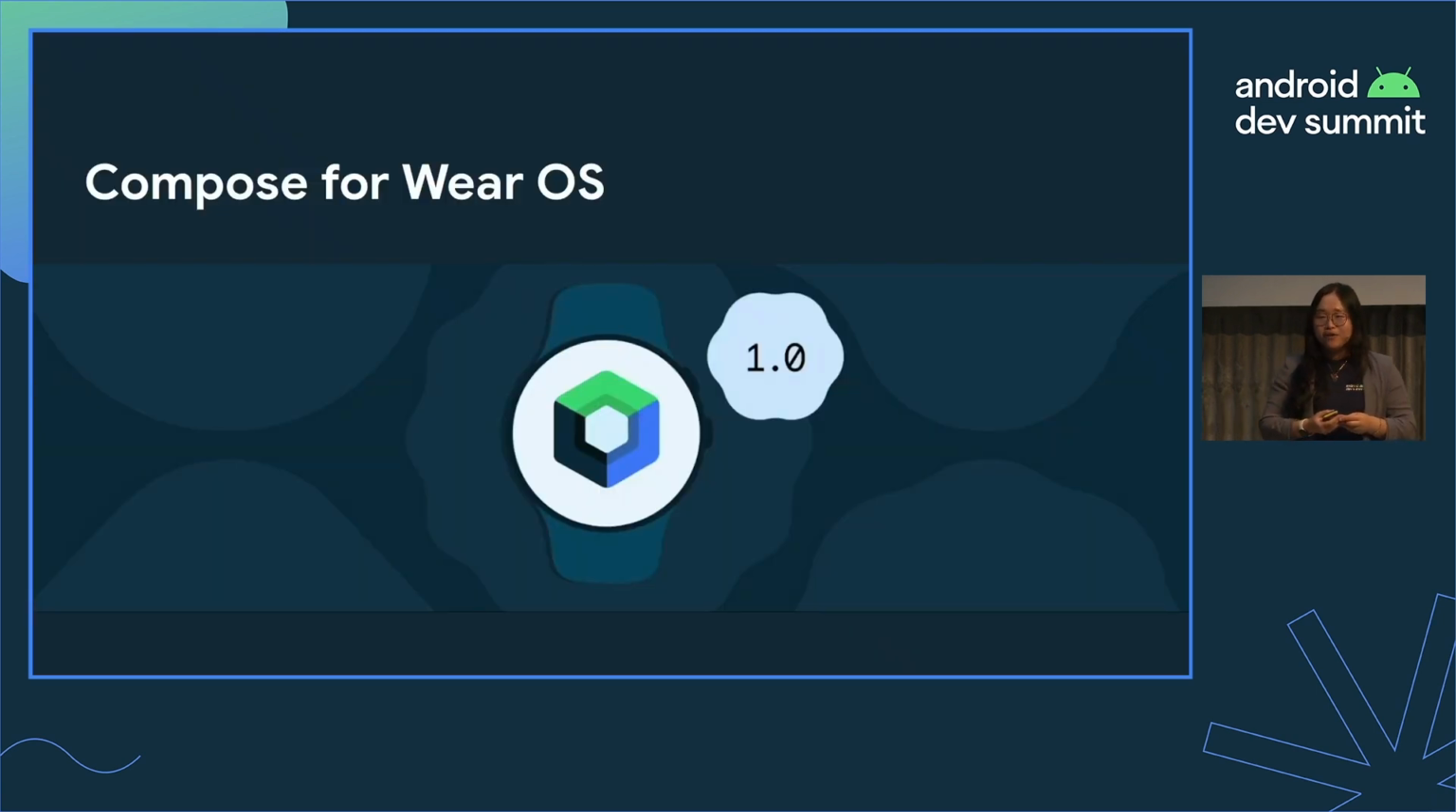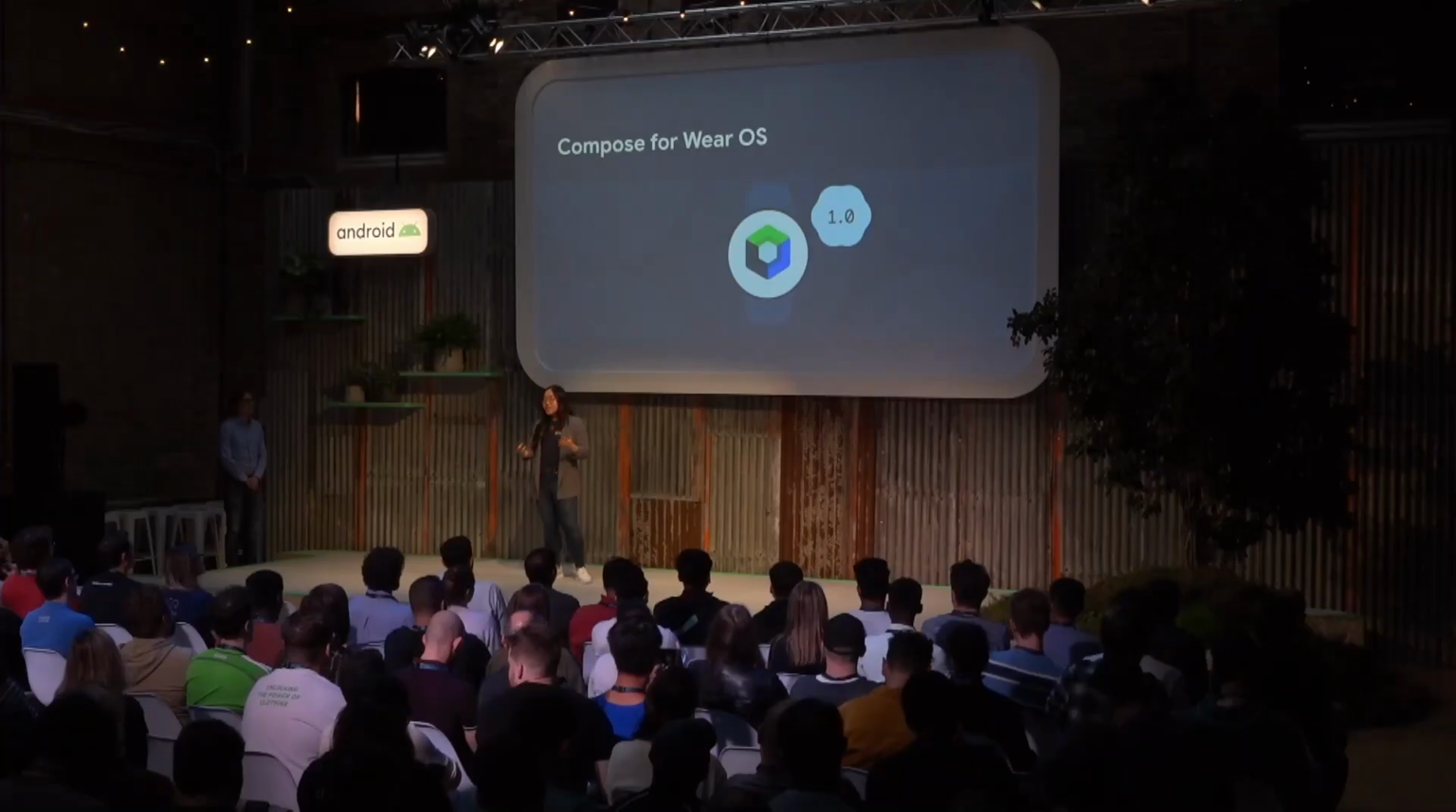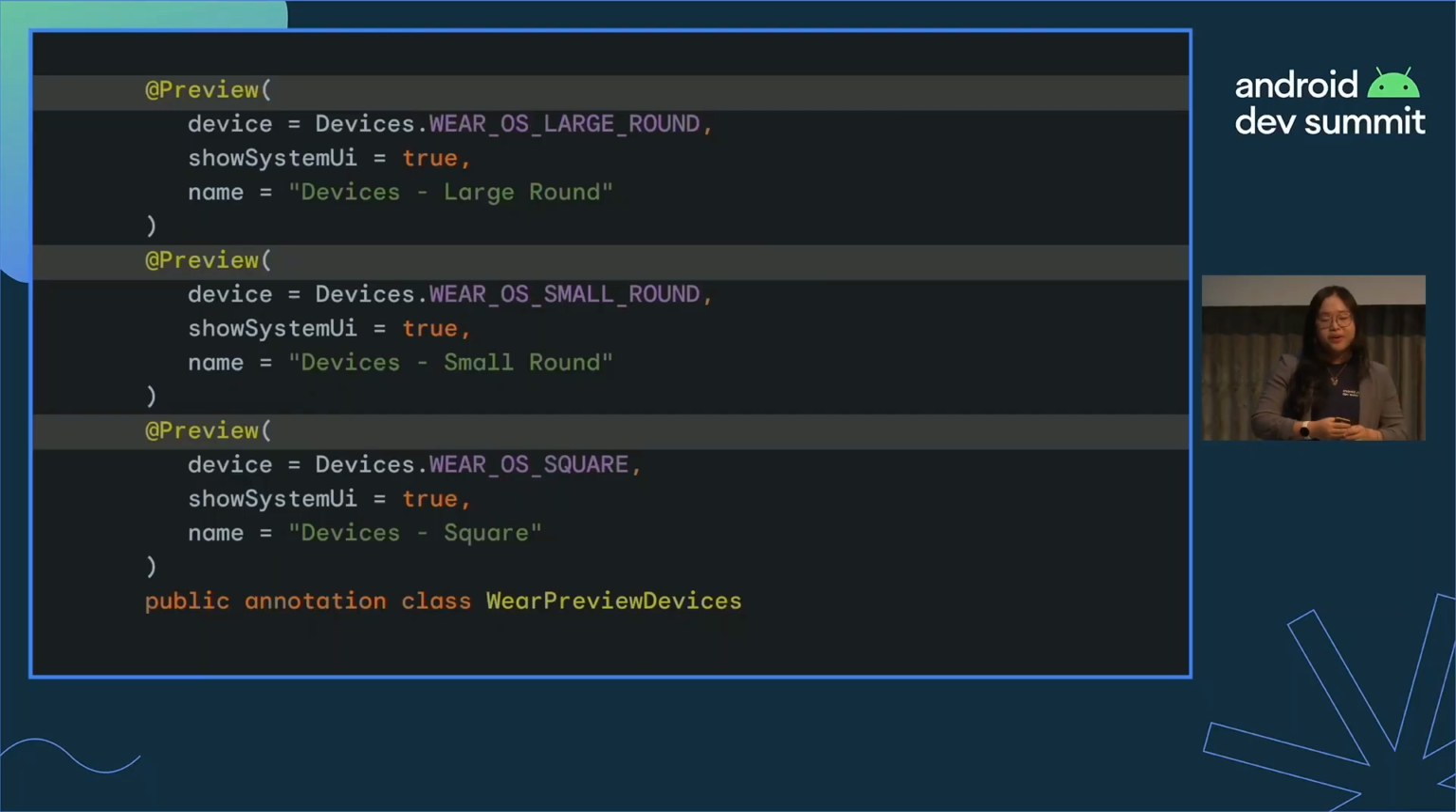If you're using Compose, which I hope you are, you might note that back in July, Compose for Wear OS launched 1.0. So if you start using Compose to build Wear OS layouts, you can now use Compose Preview and Multi-Preview, just as you would normally. For example, you can create Compose Previews for different Wear OS devices.